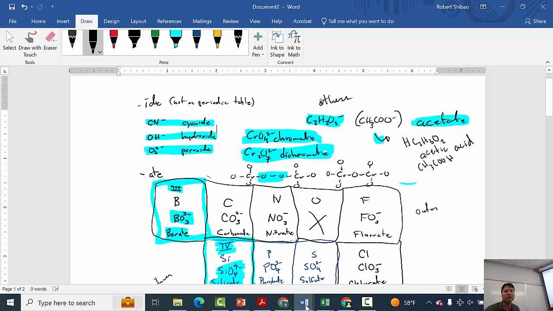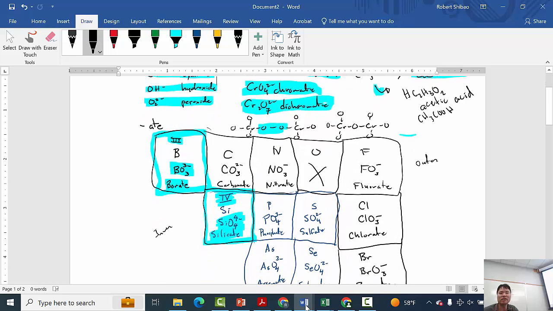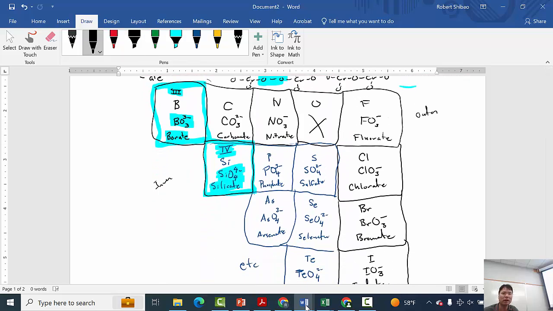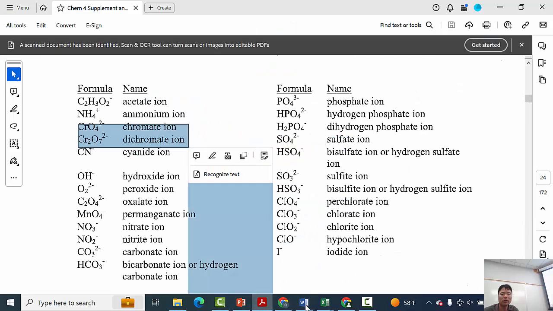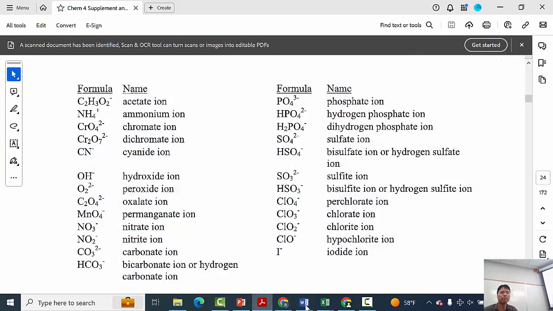What else do we have to memorize? There are 10 of them that we outright have to memorize. What are the 10? We got borate, remember that? Silicate, cyanide, hydroxide, peroxide, acetate, chromate, dichromate. How many is that? 6, 7, 8. So we got 8 out of the 10. What are the 2 remaining ones that we have to outright memorize? So dichromate, we already did cyanide, we did hydroxide, we did peroxide. We have to do oxalate.